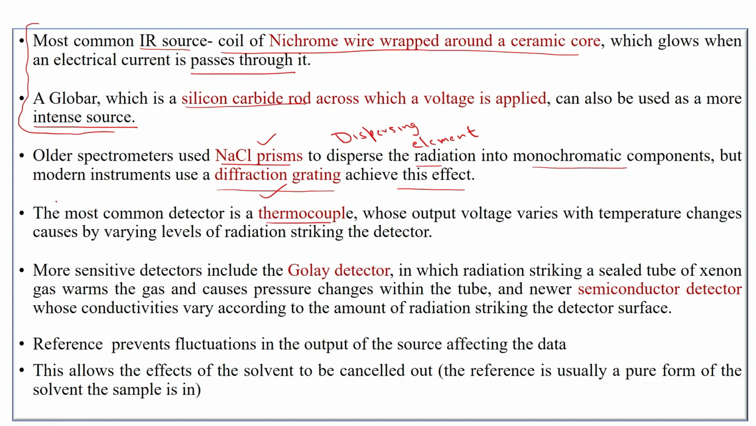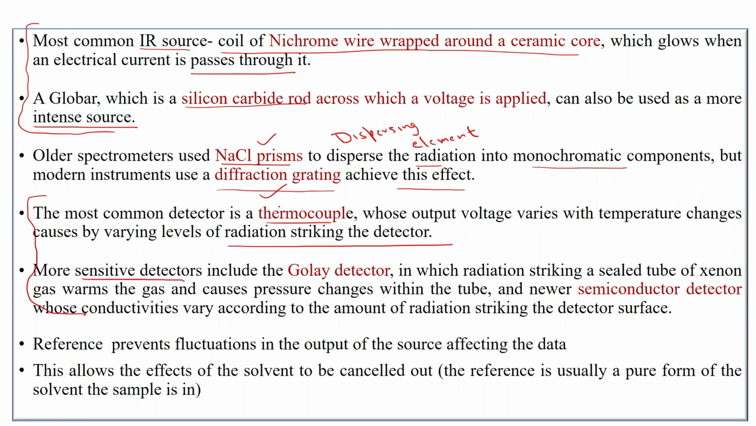Now the most common detector is the thermocouple. These two lines are about detectors. What detectors are being used? One is the thermocouple, whose output voltage varies with the temperature changes caused by the varying levels of radiation striking the detector. So the radiation will strike the detector, then there will be local temperature changes, and that is being monitored and giving a signal.